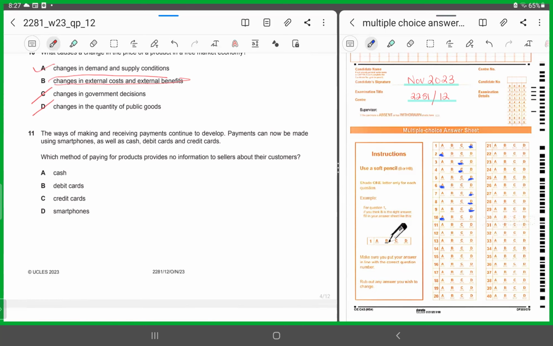Number 11. The ways of making and receiving payments continue to develop. Payments can now be made by using smartphones as well as cash, debit cards, and credit cards. Which method of paying for products provides no information to sellers about their customers? Debit cards, credit cards, smartphones, all can provide you a lot of data, except for cash. So it has to be 8. Easy? All of these give you information apart from cash. So it has to be 8. They say which method of paying for products provides no information.